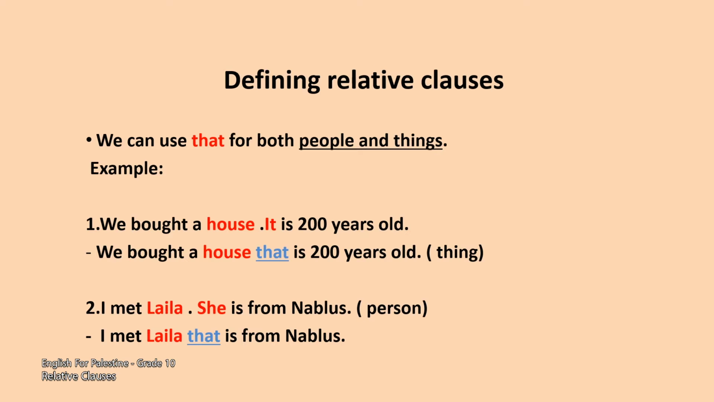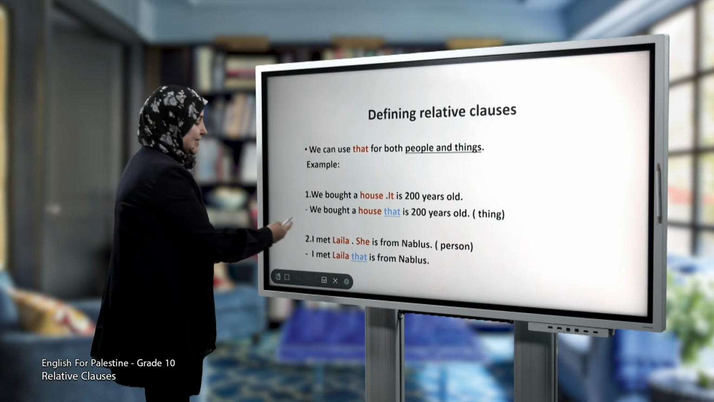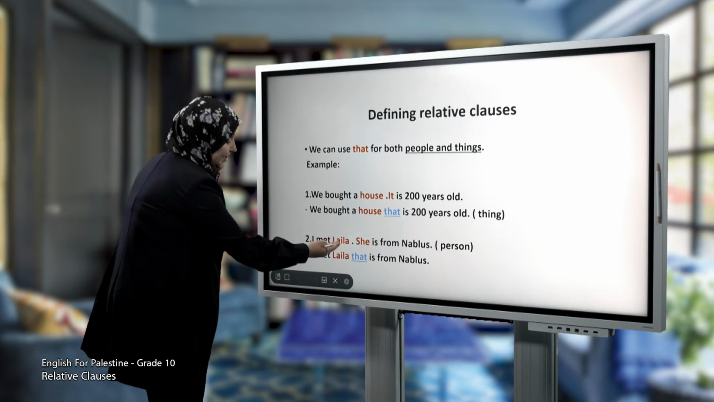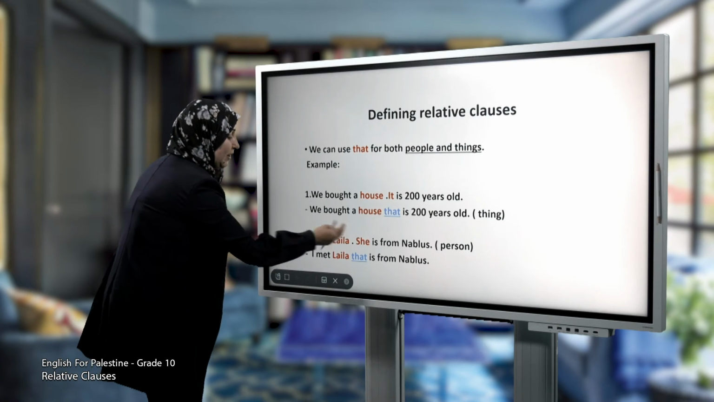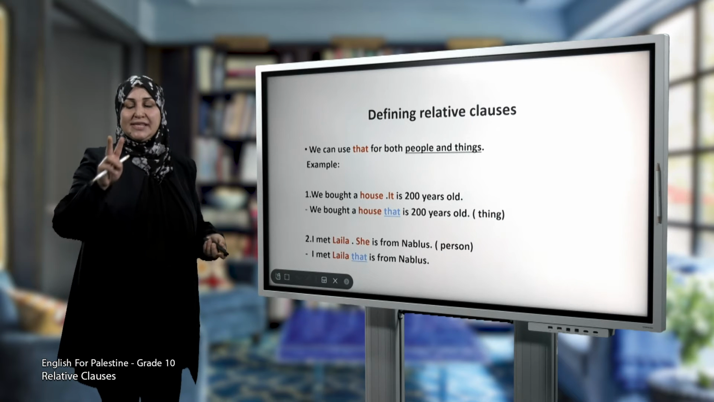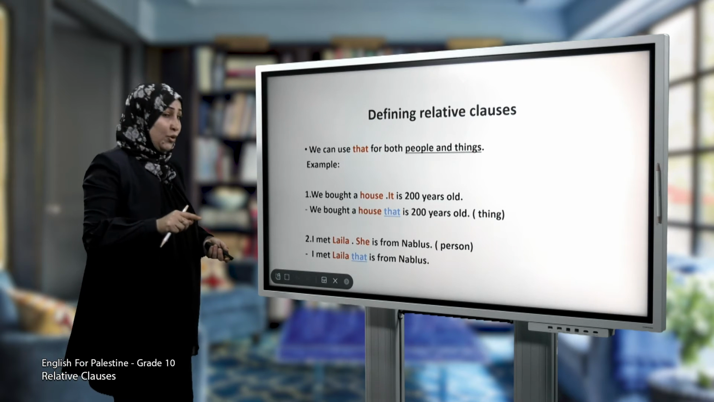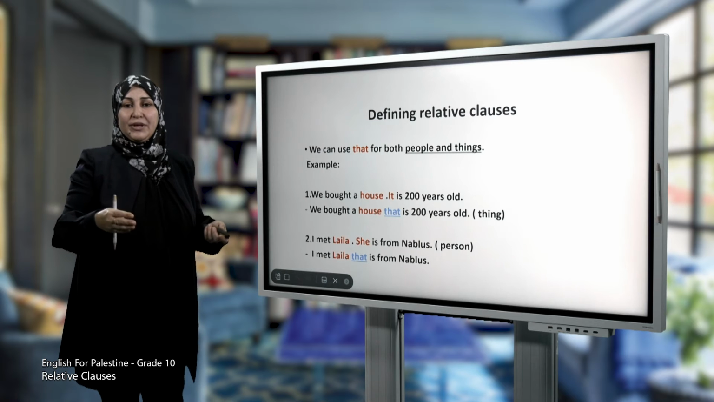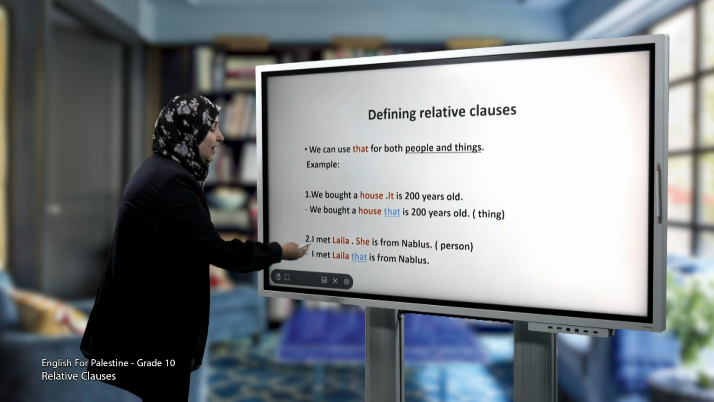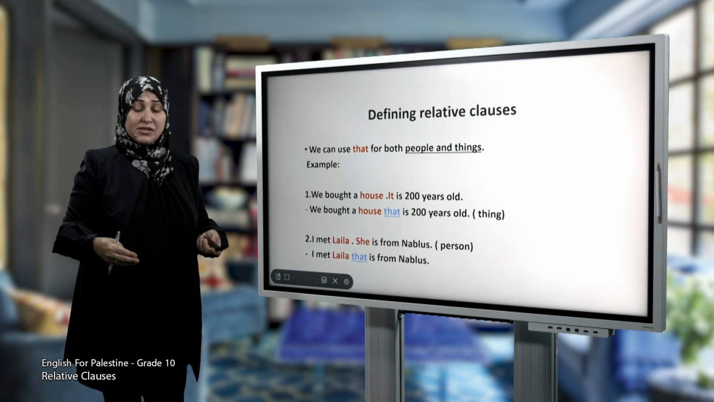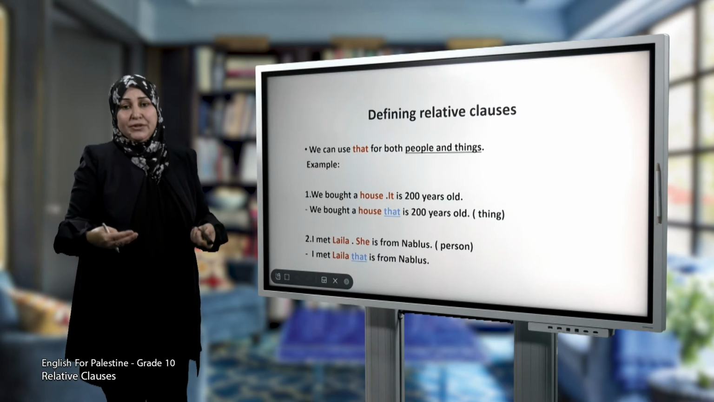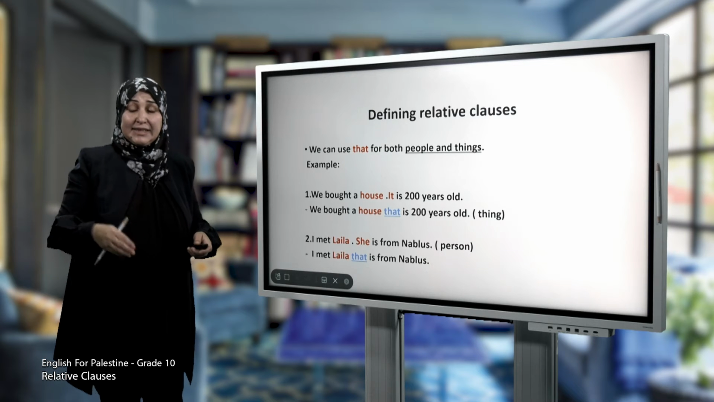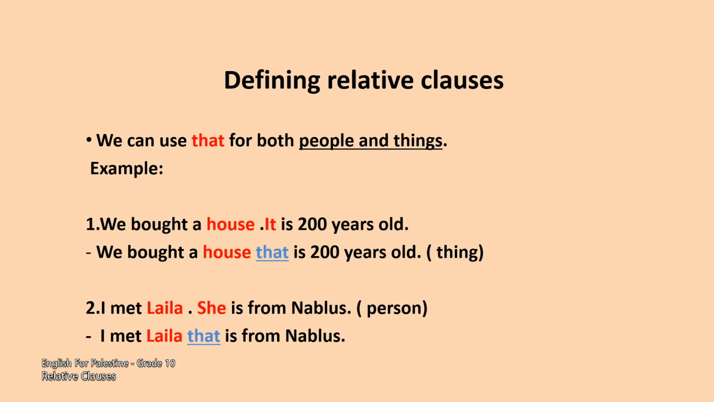Example number 2: I met Layla. She is from Nablus. In the first sentence we are talking about Layla, and in the second sentence also we are talking about Layla. So we can join these two sentences using who or that. Why can we use that here? This is a defining relative clause because it gives us essential information, so we can use that instead of who: I met Layla that is from Nablus.